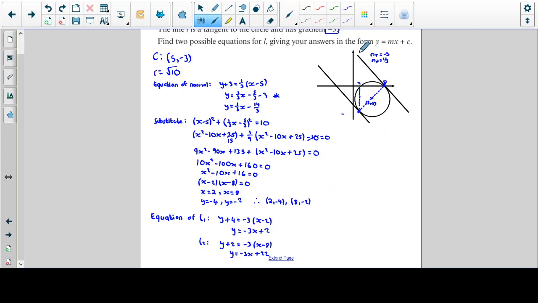Okay, so this upper one, if we wanted to put them on the diagram, I don't need to. This upper one must be y equals negative 3x plus 22. So the y-intercept is 22. And this lower one must be y equals negative 3x plus 2. So my diagram should have been further right or further up, so that I had a y-intercept of 2. The diagram was just to help me illustrate what was going on.